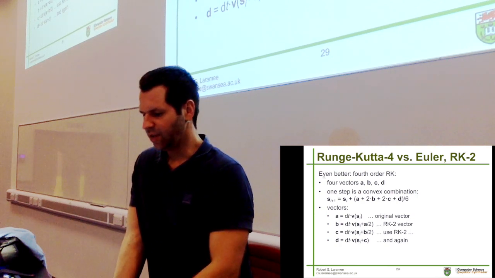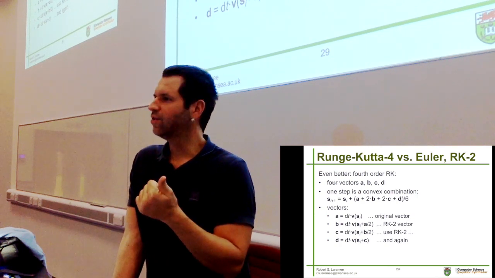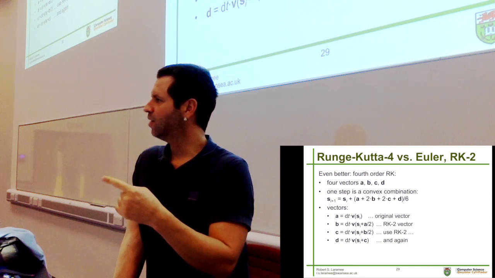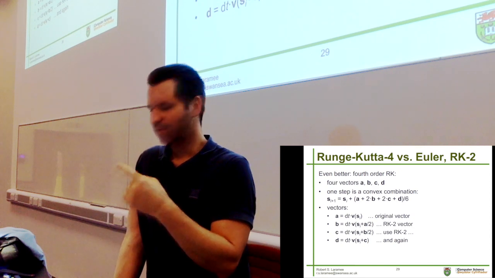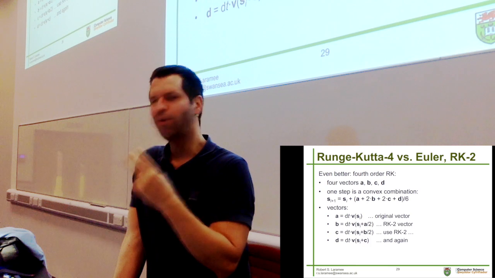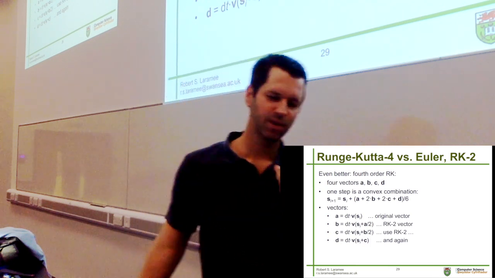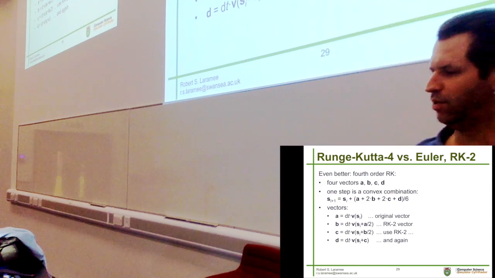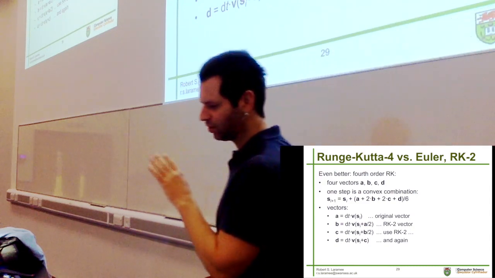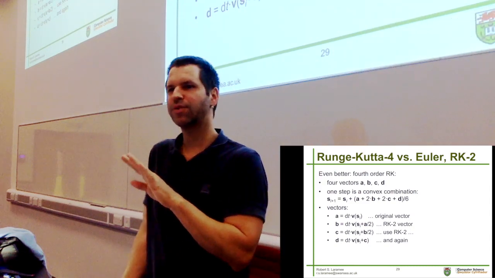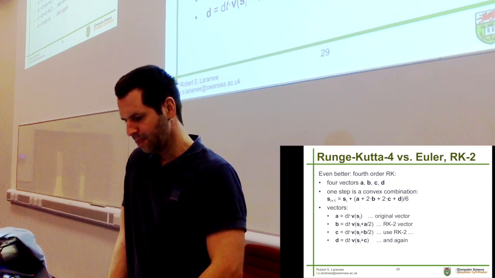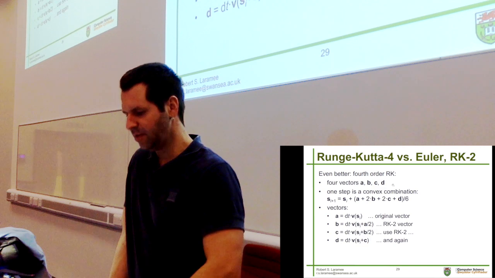In this case, in Euler, we used 1 vector to approximate the next streamline point. In Runge-Kutta 2, we used 2 vectors to approximate the next point. Here, we're using 4 vectors to approximate the next point along the streamline. The 4 vectors are labeled on this slide A, B, C, and D.